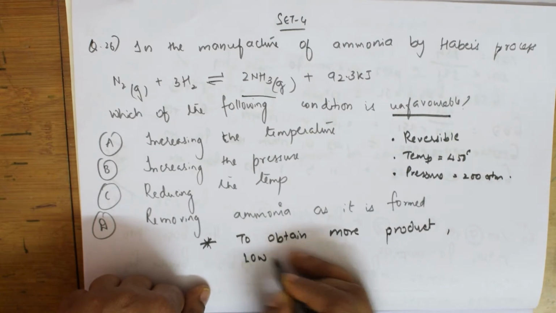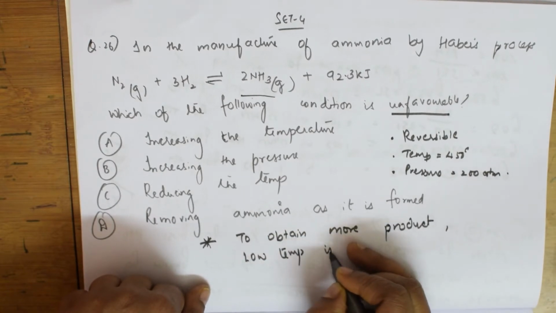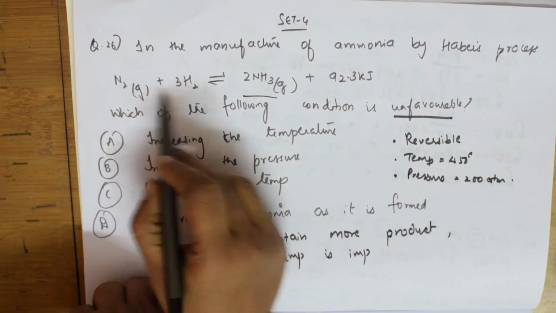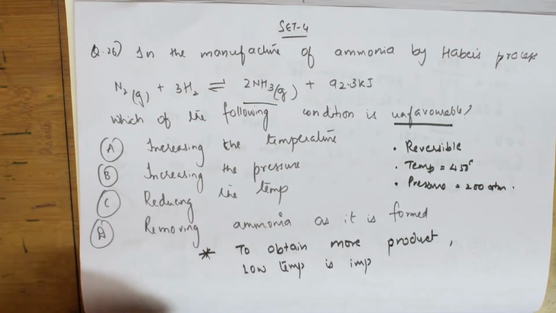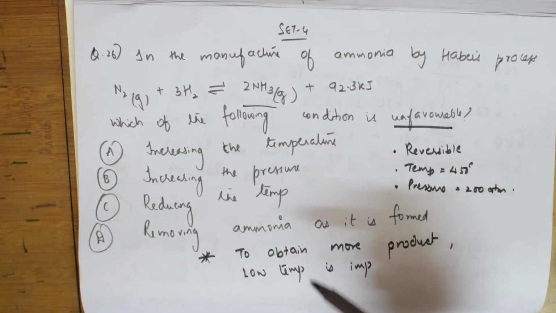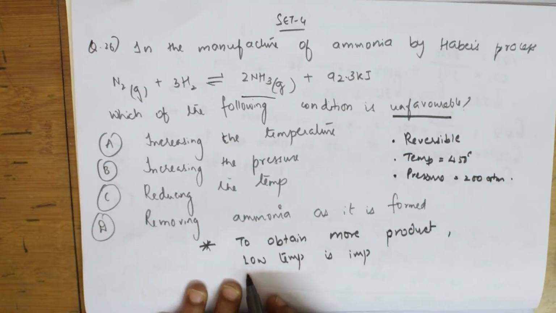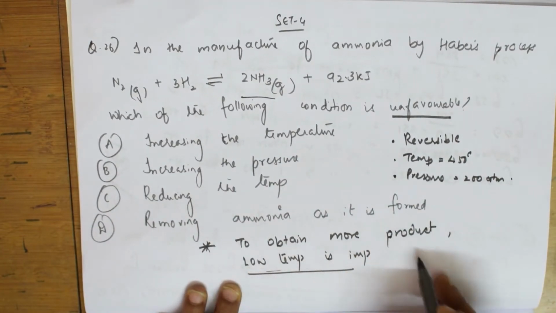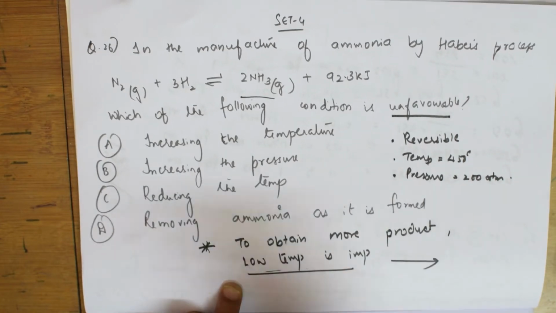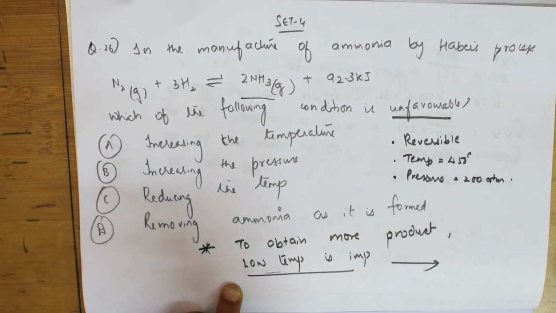Low temperature is important. Because of this, the reaction proceeds in the forward direction. So I have to remember these conditions and think about the option. They said low temperature is important as well. With low temperature only does the reaction proceed in the forward direction, otherwise it goes in the reverse direction.